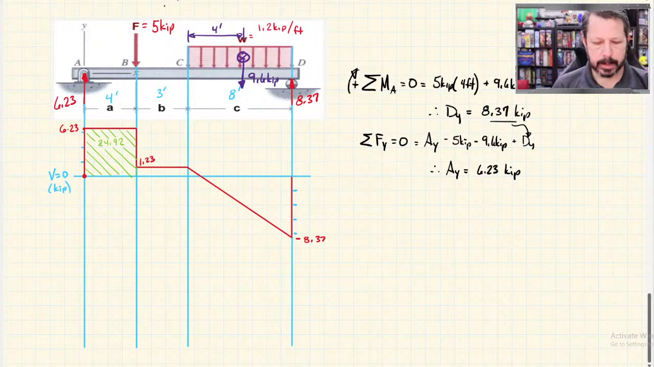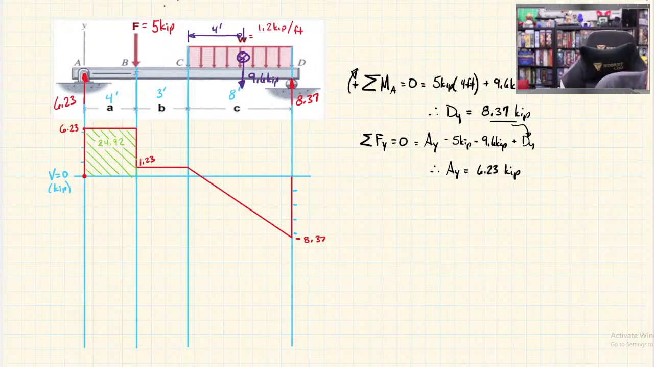Okay. The next one is also a rectangle. It has a height of 1.23 and a base of 3 feet. So 3.69, I'll try and squeeze in there. I'll draw it with hatches going a different direction. Okay, that's a 3.69 if you can't tell on there.